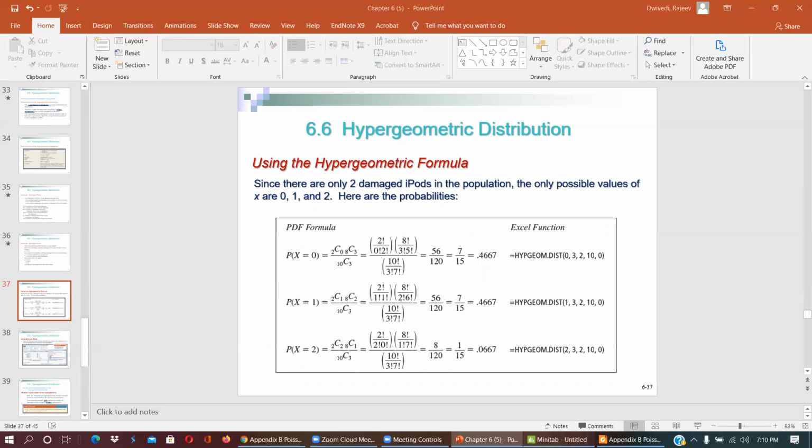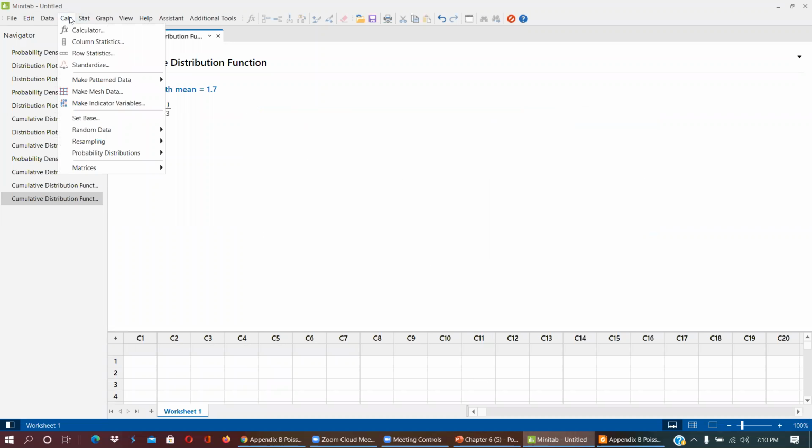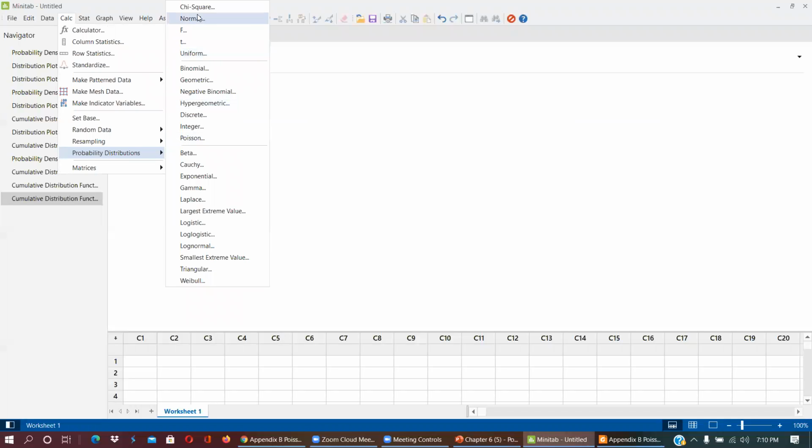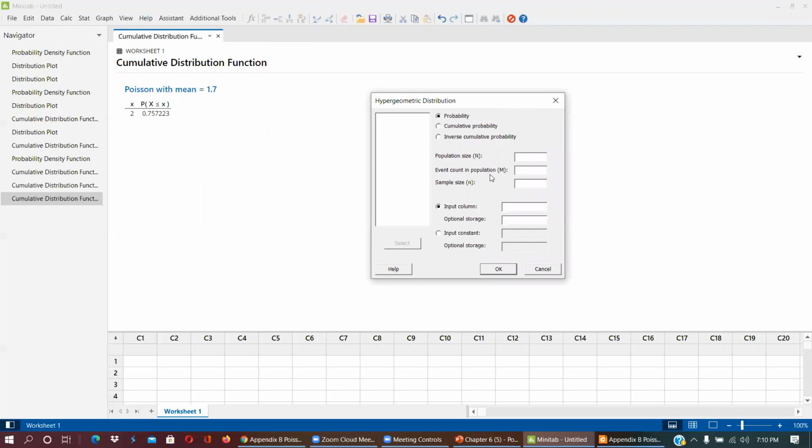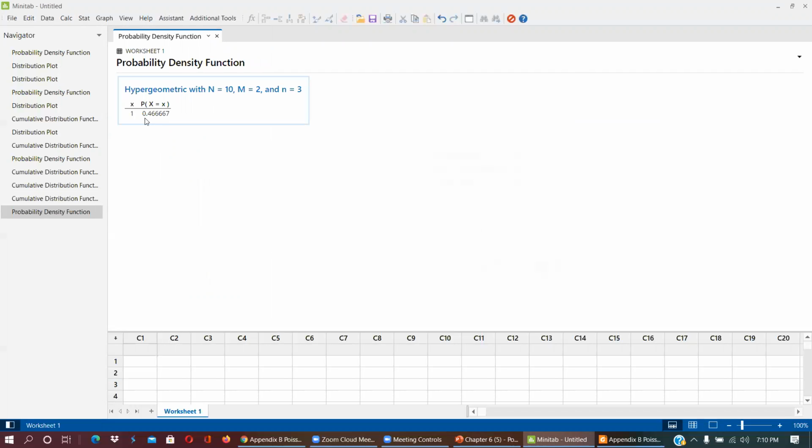look into Minitab. So I go again, calculate probability distribution. Here we have hypergeometric. Look into hypergeometric probability. Here you can see sample size 10, event count in, and this is capital N. This is how many these are, the 2. Event constant, I'm just going to do for 1. So this is the probability, 46%, that if you take a sample of 3, what is the probability that it is damaged? 46%.